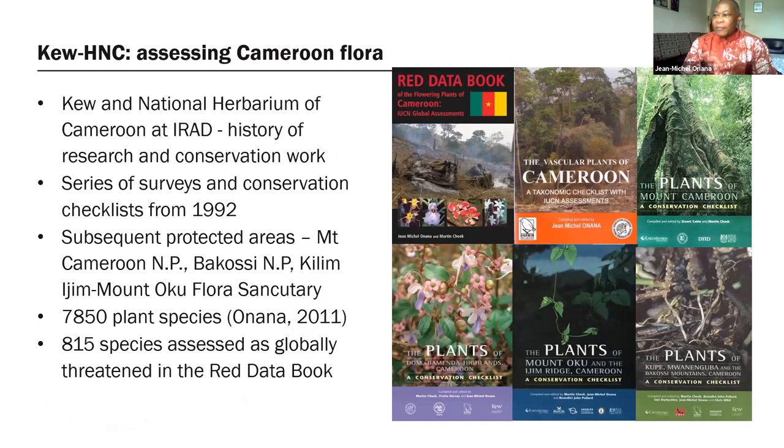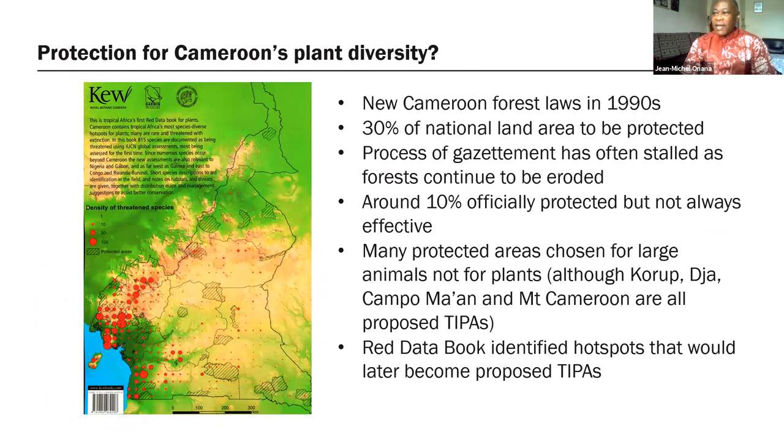Kew and the National Herbarium are in a partnership for assessing Cameroon flora. It's in fact a history of research and conservation work. You have a series of surveys and conservation checklists, subsequent protected areas, and a checklist of vascular plants. You have also 815 species assessed as globally threatened in the Red Data Book.